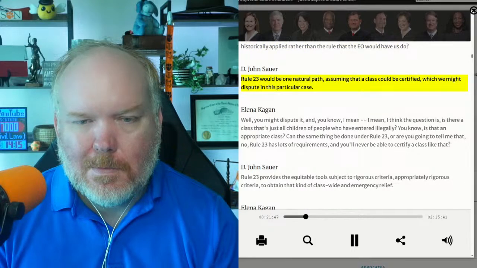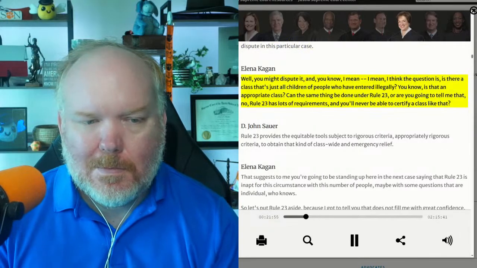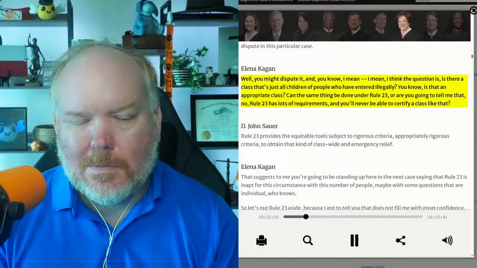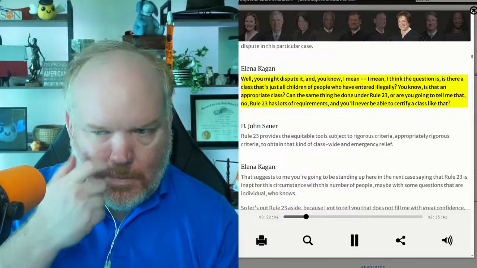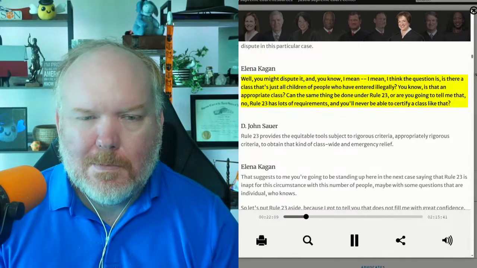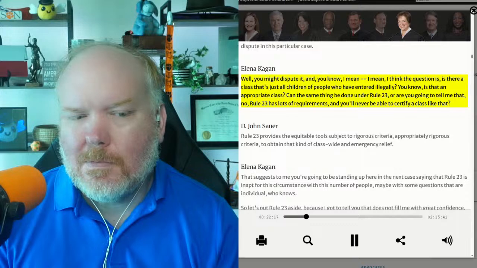Rule 23 would be one natural path, assuming that a class could be certified, which we might dispute in this particular case. Well, you might dispute it, and I think the question is, is there a class that's just all children of people who have entered illegally? Is that an appropriate class? Can the same thing be done under Rule 23? Or are you going to tell me that no, Rule 23 has lots of requirements and you'll never be able to certify a class like that?